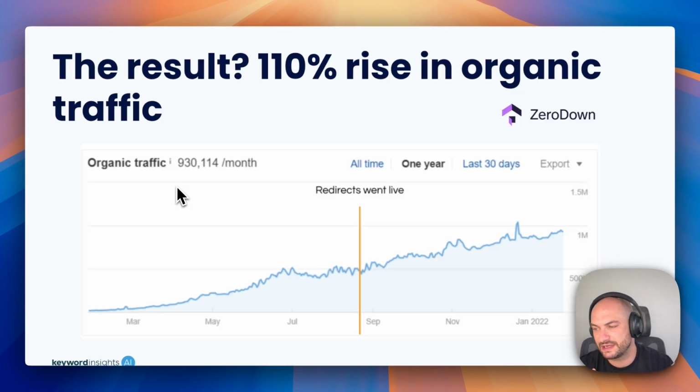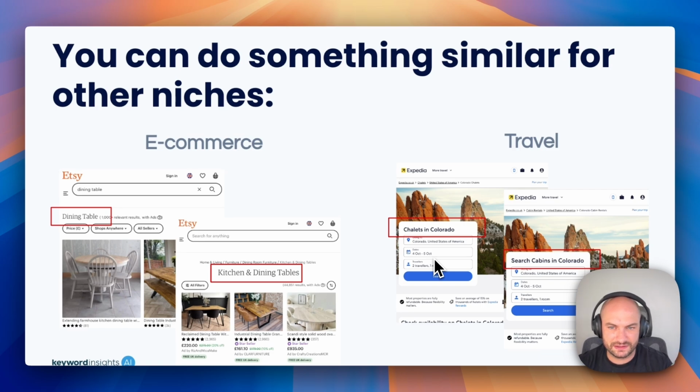And you'll see when those redirects went live, after this long series of plateauing, we basically doubled our traffic from 500,000 to over 1 million in a couple of months. In real terms, it was about a 110% rise in organic traffic. As I said, this doesn't just apply for property companies. You can do this for other niches.